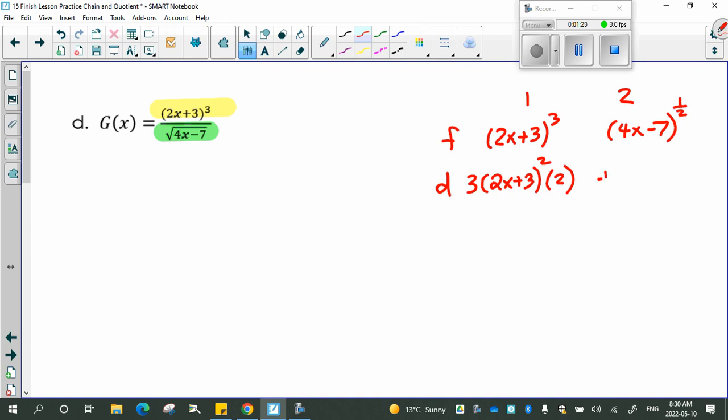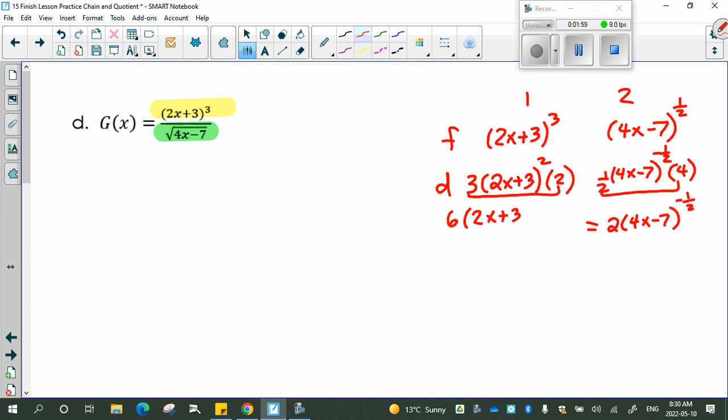Again, chain rule is going to have to be here, so 1/2 times 4x minus 7 to the negative 1/2, and then the inner derivative is 4. Okay, derivative of the inside is 4. I can multiply those together and get 2 times 4x minus 7 to the negative 1/2. And here I can multiply these two and get 6 times 2x plus 3 squared. And then I know it's going to go like that.